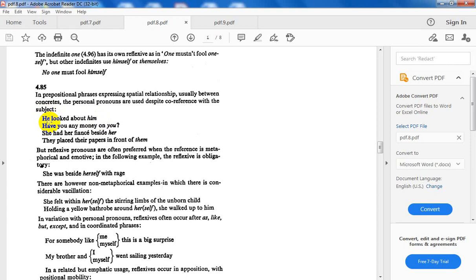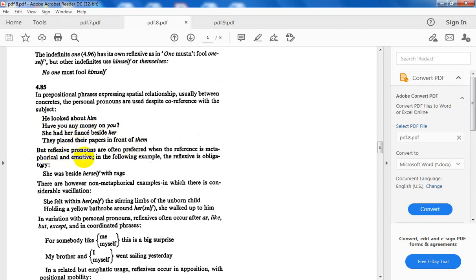The meaning is special. Again, I have a prepositional phrase, about him. Have you any money on you? On you. Yes, we can say that because it is prepositional. You cannot say have you any money on yourself. It is ungrammatical. She had her fiancé beside her. Beside her, not beside herself. They placed their papers in front of them. Them, because I have this preposition, in front of them. Of course, this is the spatial relationship, distance.